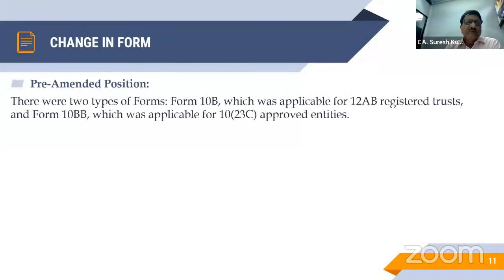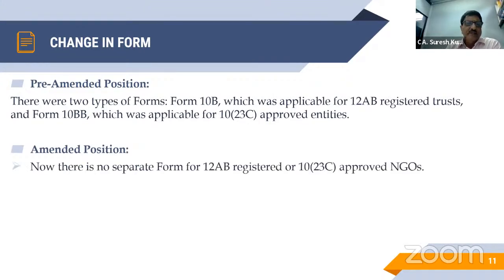So what is the change in the form? The pre-amended position was there were two types of form 10B, which was applicable for a 12AB registered trust, and there was another form 10BB, which was applicable for 10(23C) approved entities. So two forms with the same name, but applicable to different types of entities under the charity taxation.